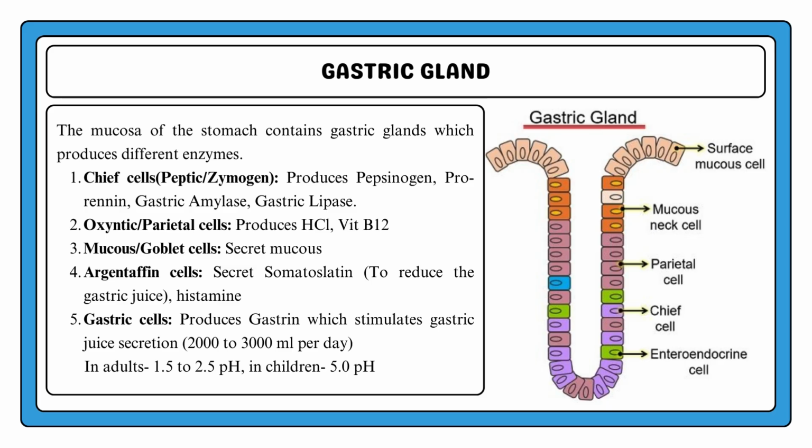Last one is gastric cells. They produce gastrin, which stimulates gastric juice secretion of about 2,000 to 3,000 milliliters per day. In adults, the pH of the gastric juice is 1.5 to 2.5 and in children it is 5.0.